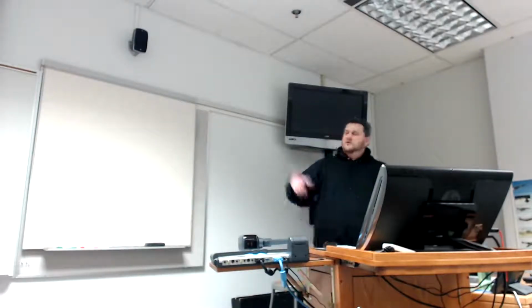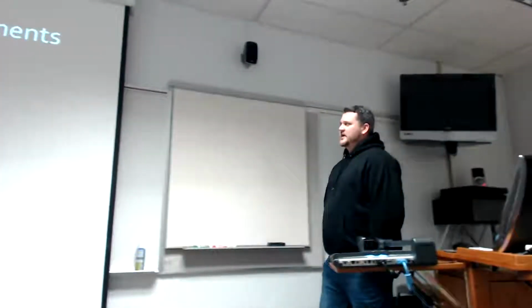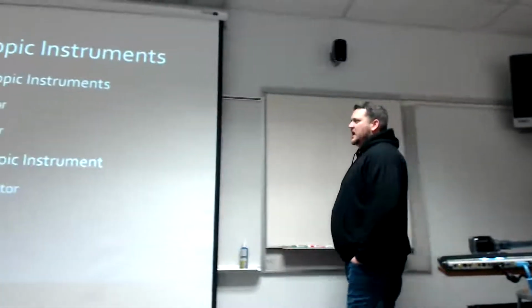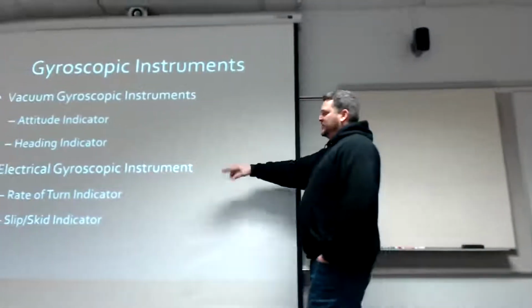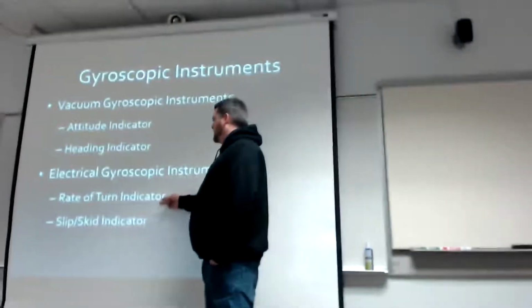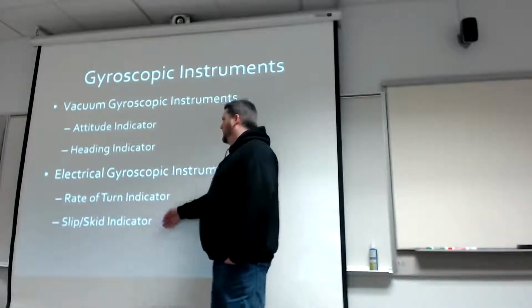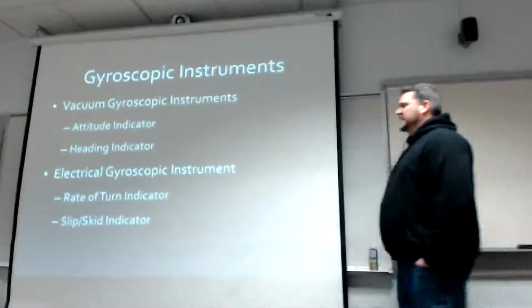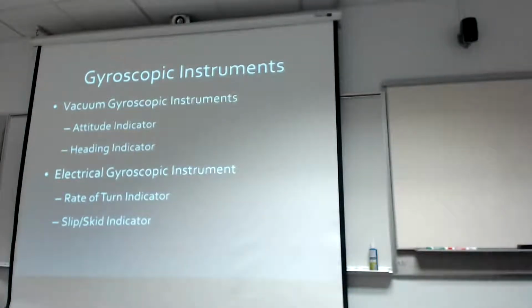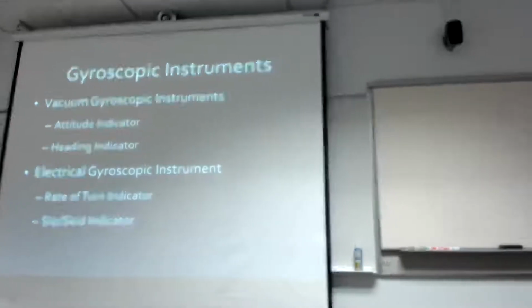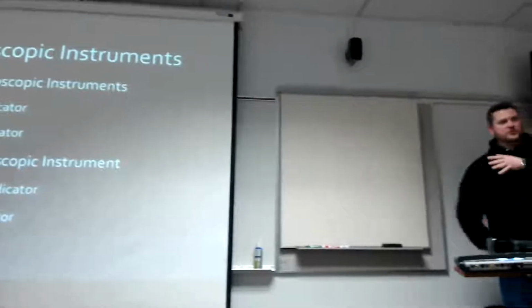All right, vacuum gyroscopic instruments, the attitude indicator and the heading indicator. And then you have two different ones you could have in there, the rate of turn indicator or the turn and skid indicators, okay? And each one of those indicators, does anybody know what those two have built into it in addition to the vacuum side? There's something that's driven by gravity on it.